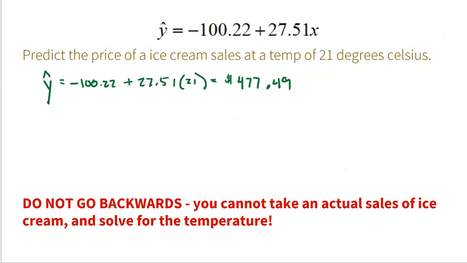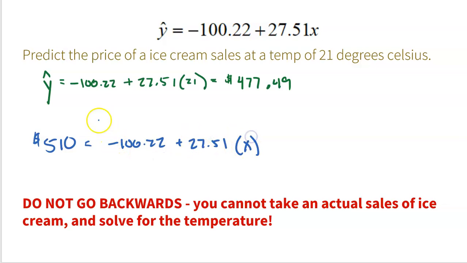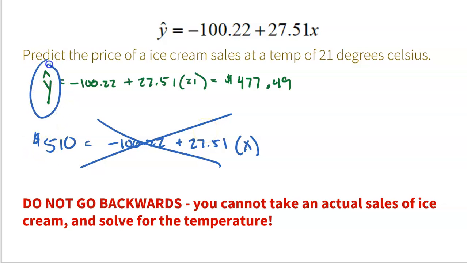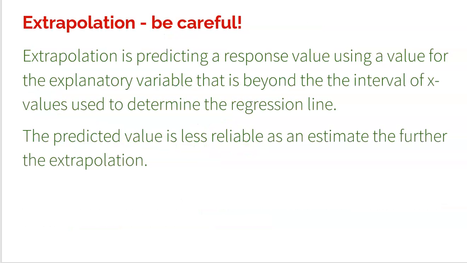Okay. Now, once again, do not go backwards. If someone tries to say, hey, last Tuesday, we sold $510 worth of ice cream, can we work backwards and solve for the temperature that it was on that day? And the answer is no, you cannot do that. Because remember, this spot right here is reserved not for actual sales of ice cream, but for predictions. So you cannot work backwards. Please don't think otherwise.